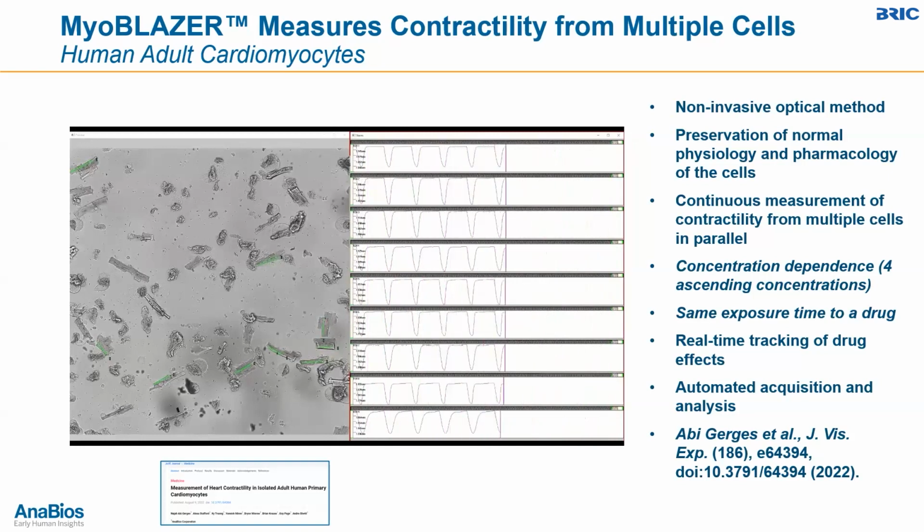We have automated acquisition and automated analysis. This helps us to generate data, analyze data, and report data very quickly to you. If you would like to read more about the MyoBlazer, we recently published a paper in JoVE where we present the characteristics of this new platform.